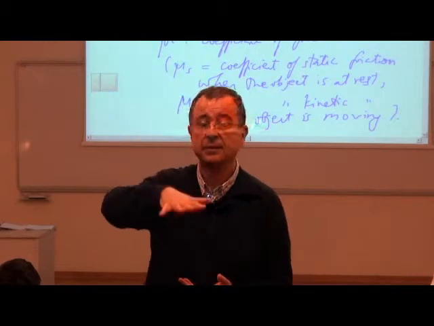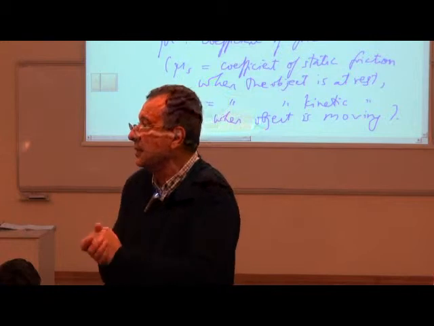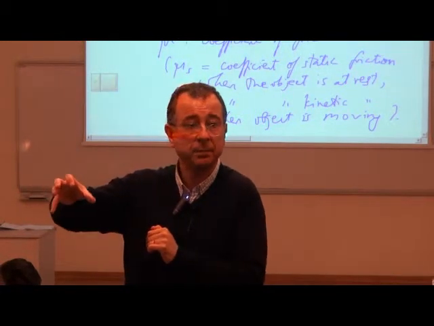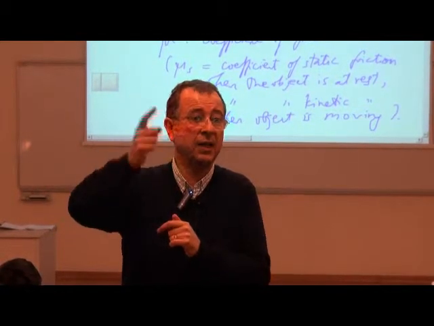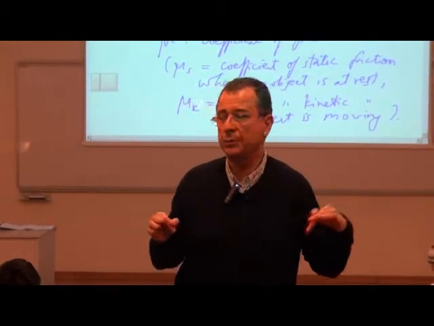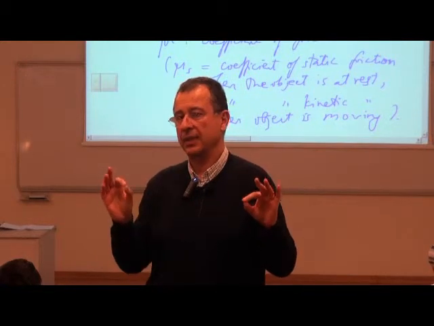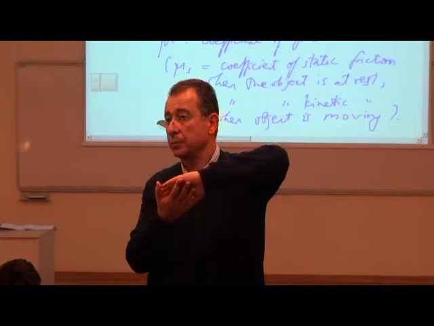For example, in air, friction is very small, but it's not constant. It depends on the square of the velocity. The faster the object is moving in air, the bigger the friction. Again, in almost all the examples we use in this course, we will have constant friction, simply proportional to the normal force.